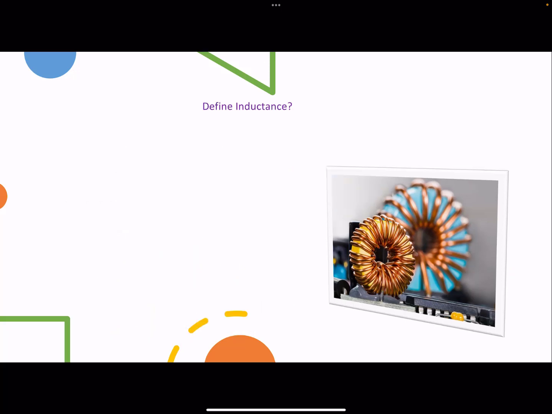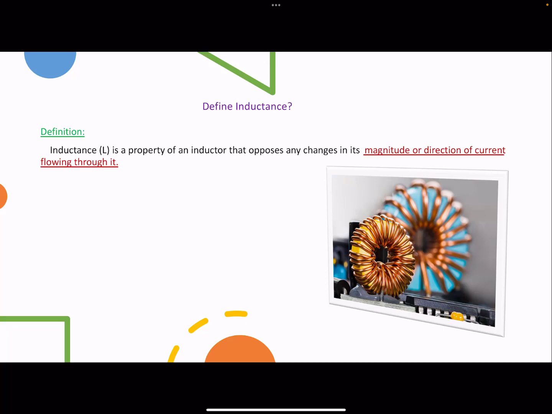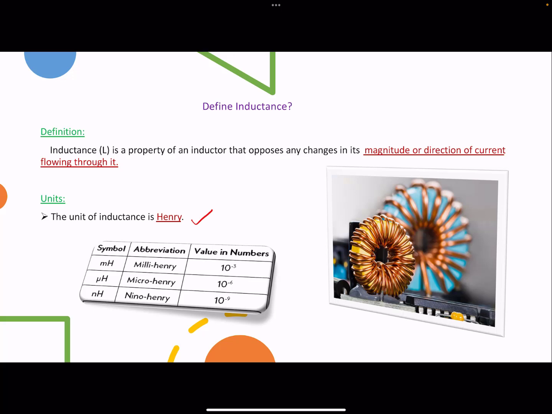Now let us see how we can define the inductance. The inductance is the property of an inductor that opposes any changes in its magnitude or the direction of the current flowing through it. Now let us see the units of the inductance. The unit of the inductance is Henry. So generally the inductance is represented in three different symbols. The first one is the mH, which means millihenry, and the value in numbers is 10 to the power of minus 3. The second symbol is micro H, which means microhenry, and the value in numbers is 10 to the power of minus 6. The third is nH, which means nanohenry, and the value in numbers is 10 to the power of minus 9. So this is how the inductance of an inductor is calculated.